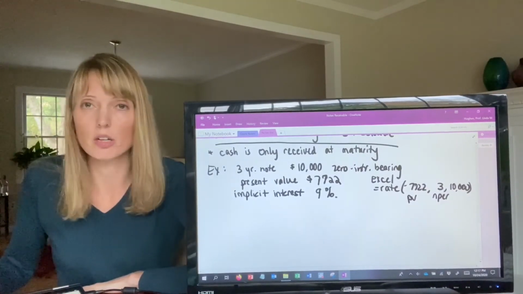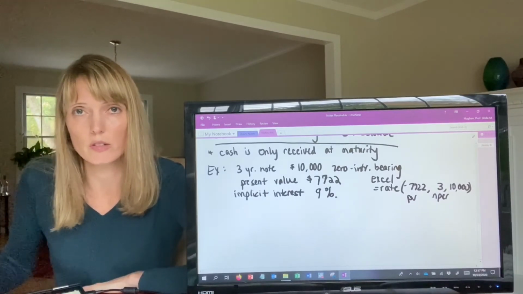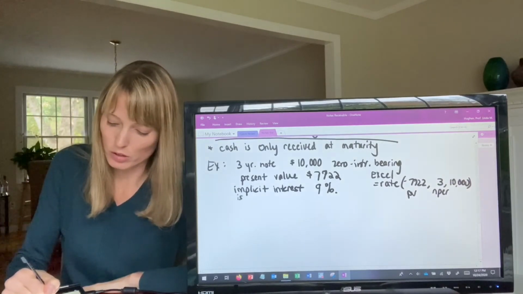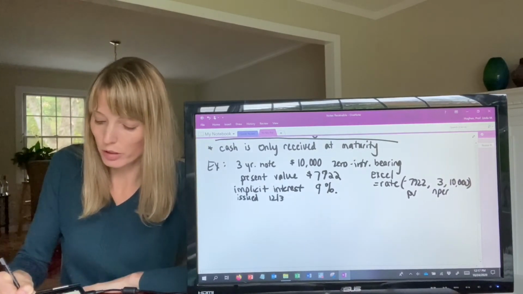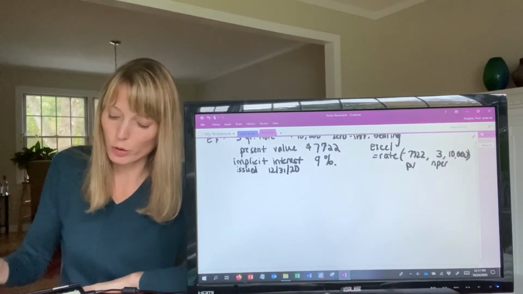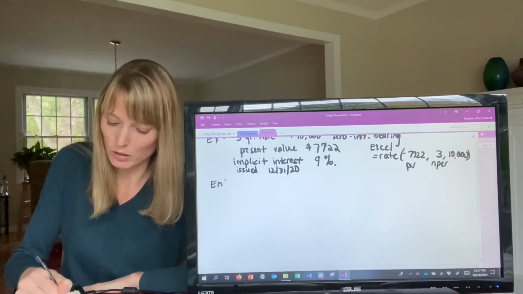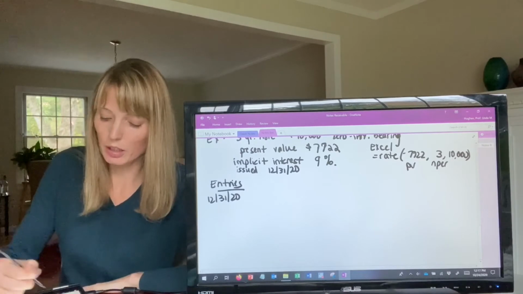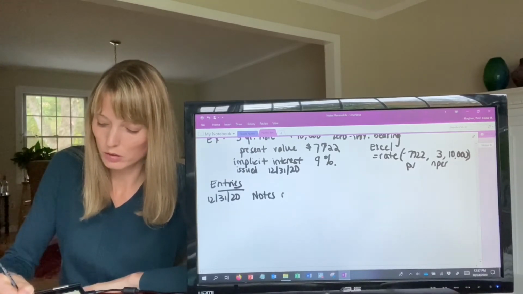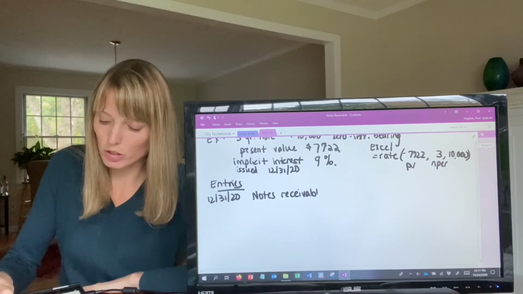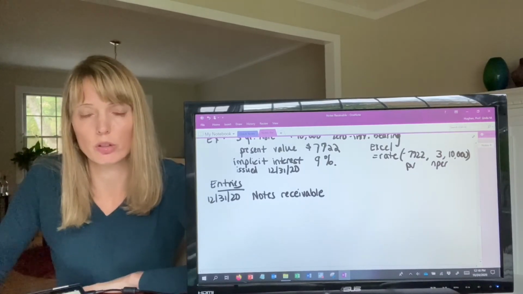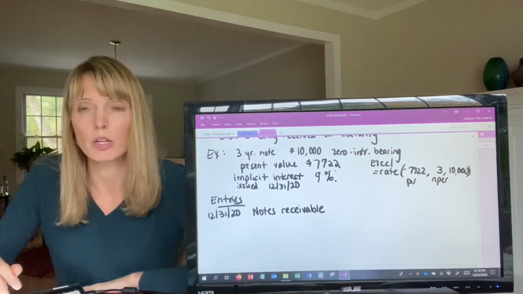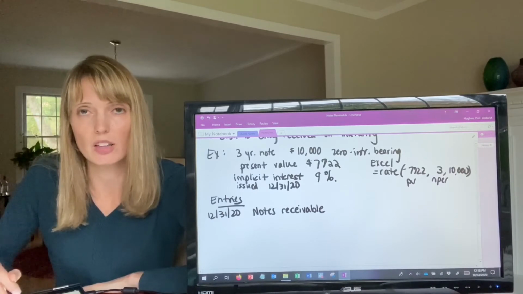Let's look at the journal entries that would be required for the issuer of the note receivable across the 3 years. Let's say this note was issued on December 31st, 12/31/2020. So of course our first entry is going to be on December 31st, 2020. The company issues the note receivable. And now we need to know at what amount are we going to record the note receivable? We see two different dollar amounts here, right? The present value of $77.22 and the maturity value or face value of $10,000.